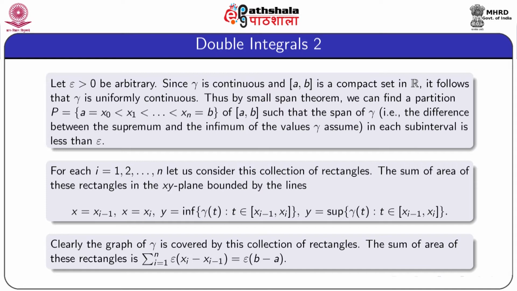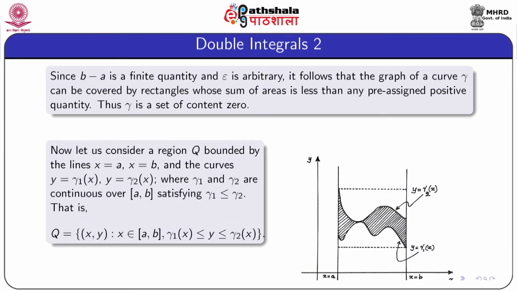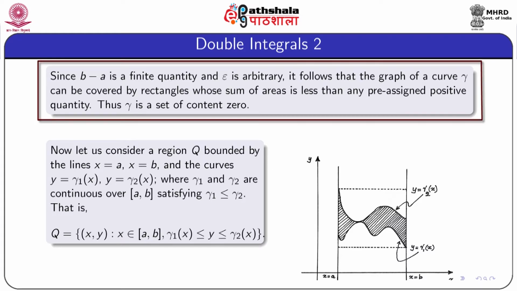Clearly, the graph of γ is covered by the collection of rectangles. The sum of the areas of these rectangles is at most Σ (i from 1 to n) ε(xᵢ − xᵢ₋₁), that is, ε(b − a). Since b − a is a finite quantity and ε is arbitrary, it follows that the graph of a curve γ can be covered by rectangles whose sum of areas is less than any pre-assigned positive quantity. Thus, the graph of γ is a set of content 0.